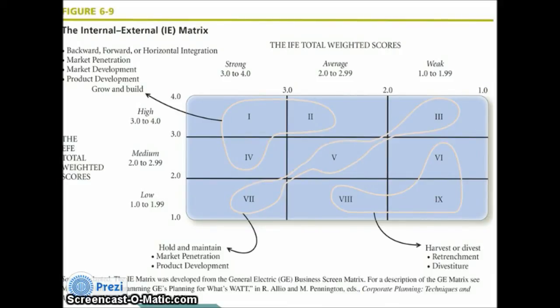The diagram is also divided into three major regions, namely the Grow and Build strategy, which comprises quadrants 1, 2, and 4, the Hold and Maintain strategy for quadrants 3, 5, and 7, and lastly, the Harvest or Divest strategy for cells 6, 8, or 9.